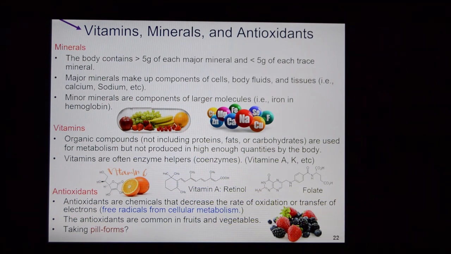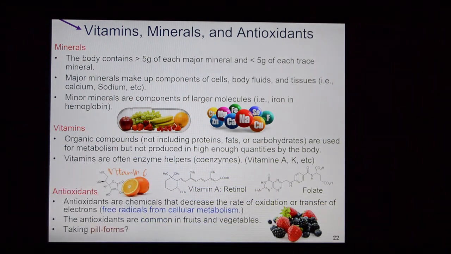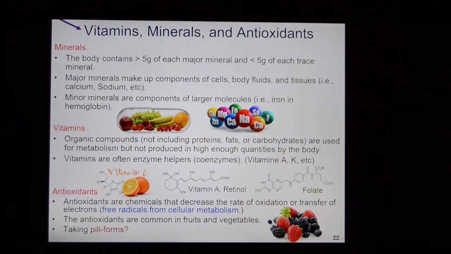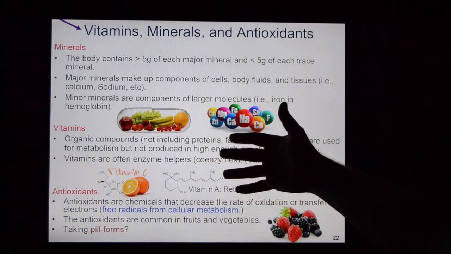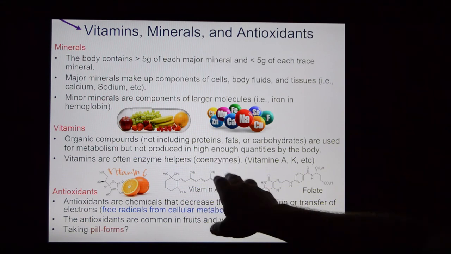Like, you know, vitamin C is in OJ, for instance. Well, that's the chemical formula for vitamin C. Here's folate that we've talked about for prenatal vitamins. Here is retinol that's used in your eyes to help you see. I think that's cis-retinol? Anyway, regardless. So these are big, complex molecules, and yeah, they're coenzymes. That's fine. They're very important for us.